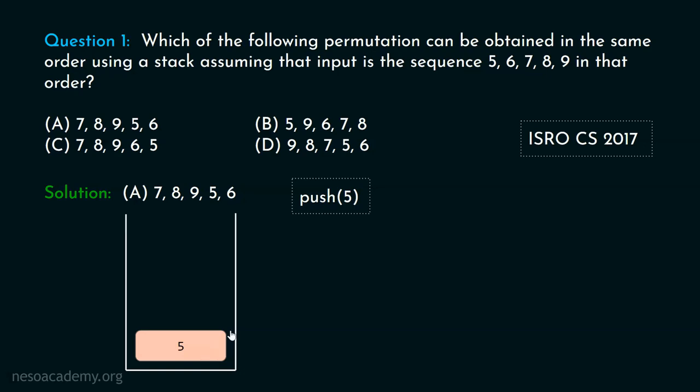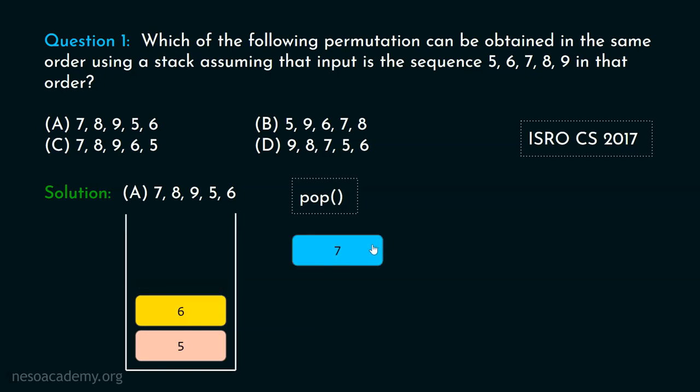After this, we have to call push 6 because the first element that we want is 7, right? We want to pop 7 out of the stack, but before that we have to push it, and before we can push 7 we have to push 6 first. Now we can pop this element out of the stack. In this way, we would be able to obtain the sequence. The first element is popped.